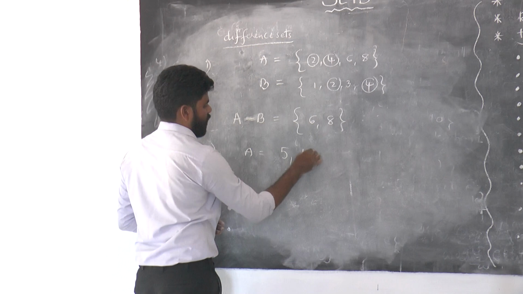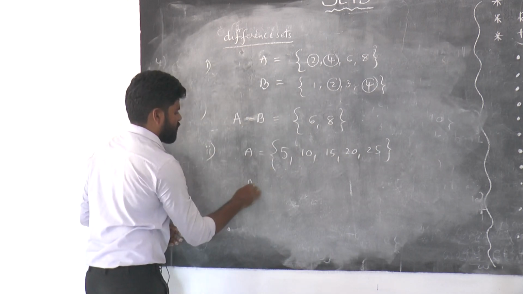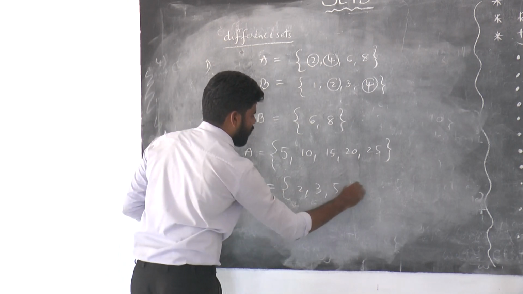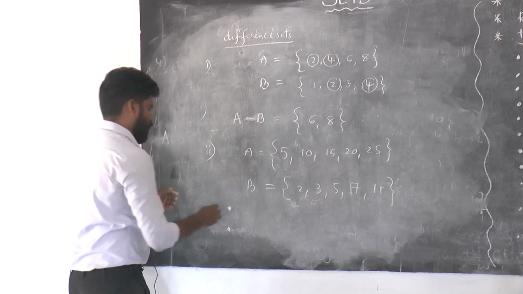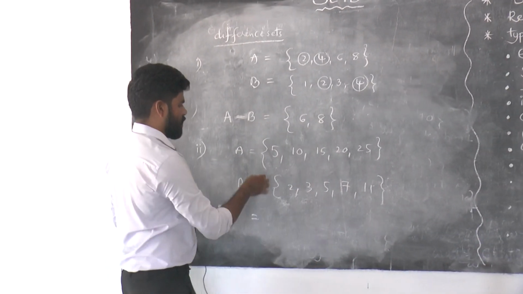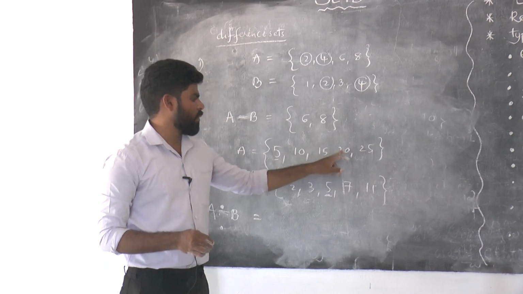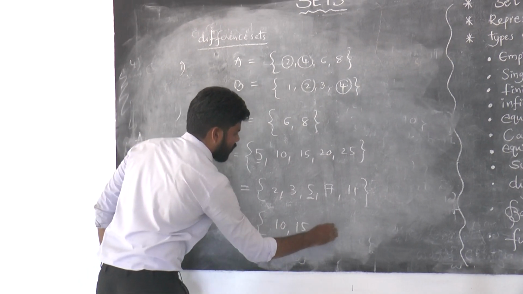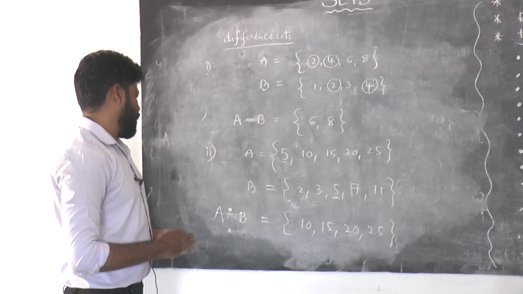One more example. A is equal to 5, 10, 15, 20, 25. B is equal to 2, 3, 5, 7, 11. Here, just cancel the common elements. What are the common elements? 5. The remaining elements of A are 10, 15, 20, and 25. So A difference B is equal to 10, 15, 20, and 25. This is called the difference of A and B.